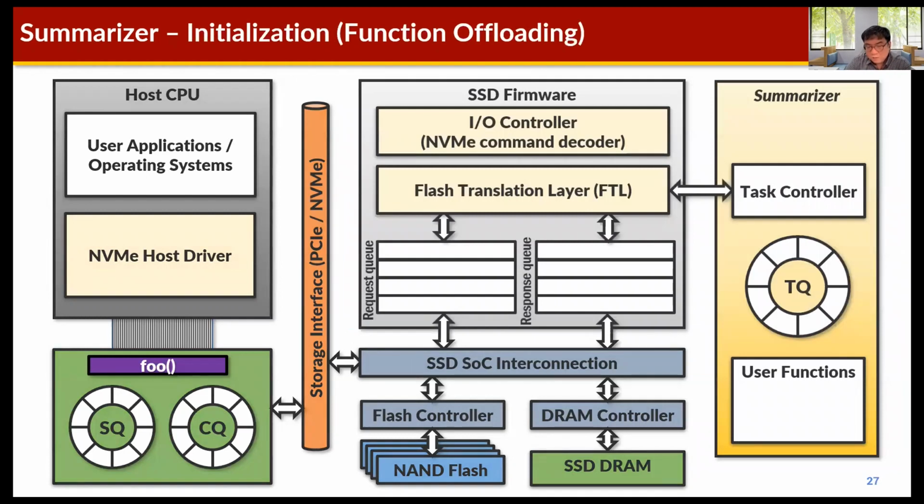Let's see how the summarizer works for dynamic near data processing. The summarizer has 3 steps: the initialization step, the processing step, and the finalization step. These steps are required for dynamic NDP. Let's see the initialization step. In the initialization step, the user function should be uploaded to the SSD. This is the user function part.